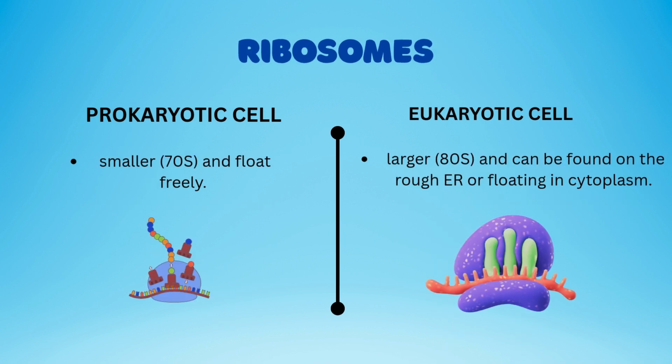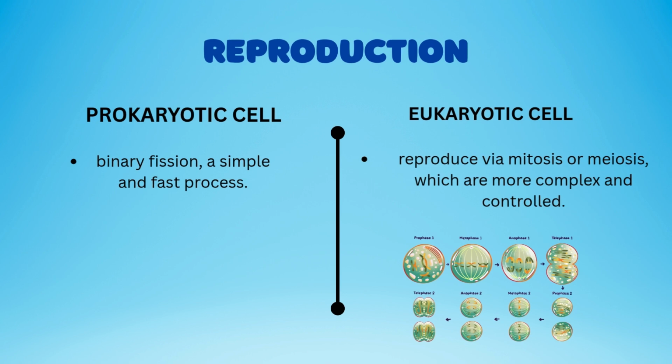Both have ribosomes, but prokaryotic ribosomes are smaller, 70S, and float freely. Eukaryotic ribosomes are larger, 80S, and can be found on the rough endoplasmic reticulum or floating in the cytoplasm. Prokaryotes reproduce by binary fission, a simple and fast process. Eukaryotes reproduce via mitosis or meiosis, which are more complex and controlled.